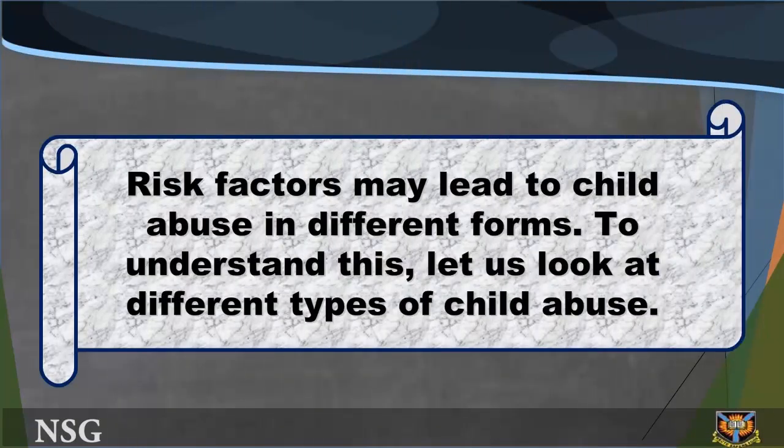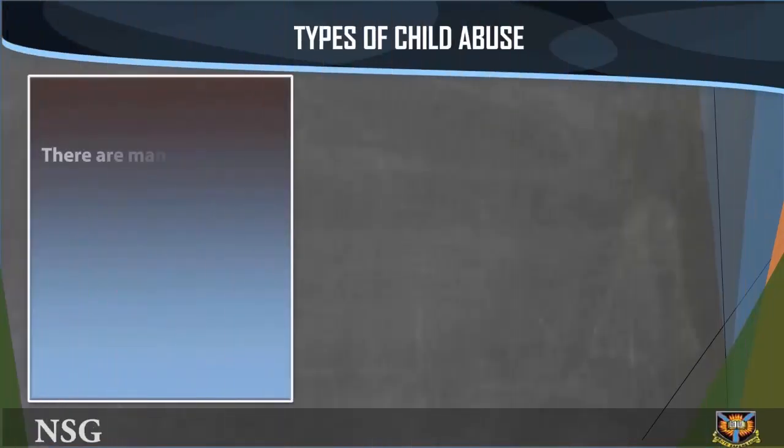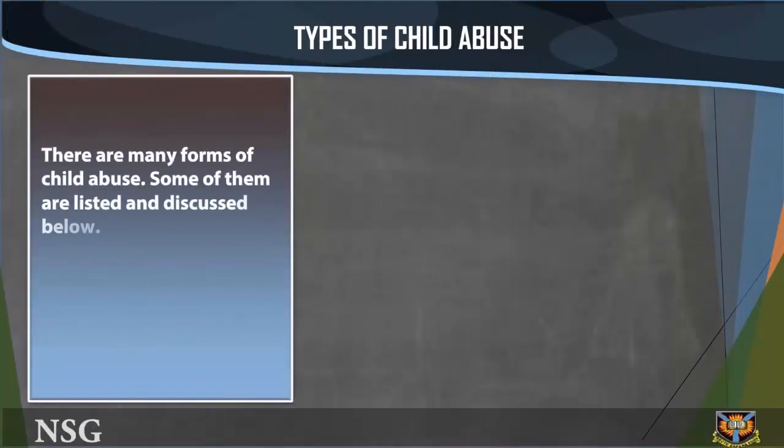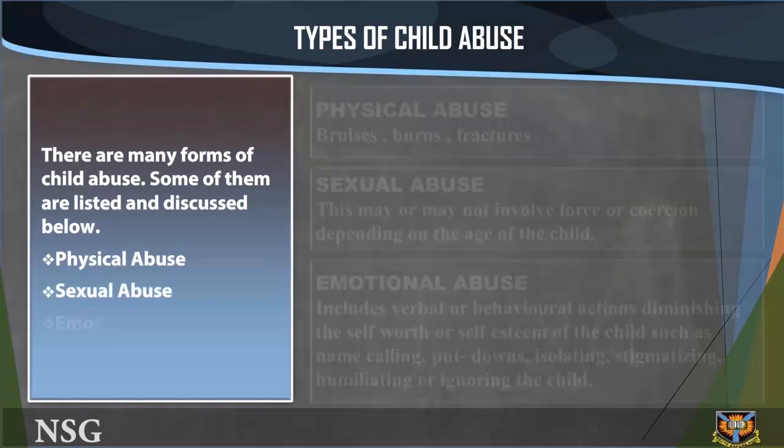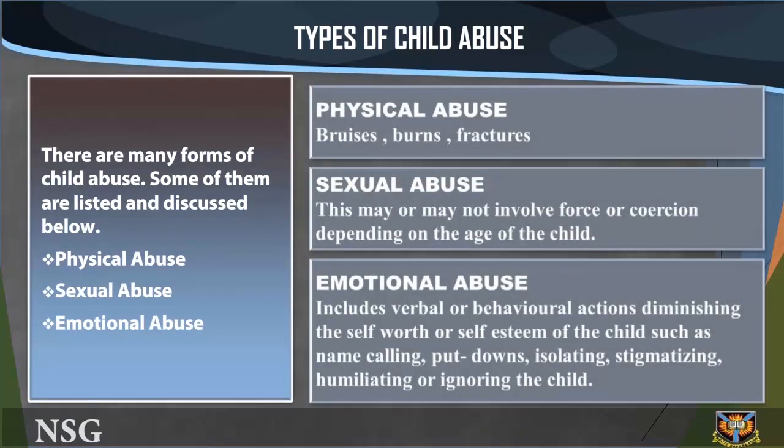All the above listed factors may lead to child abuse in different forms. To understand this, let us look at different types of child abuse. 4. Types of child abuse. There are many forms of child abuse. Some of them are discussed below. 1. Physical abuse. Obvious signs are seen, like bruises.